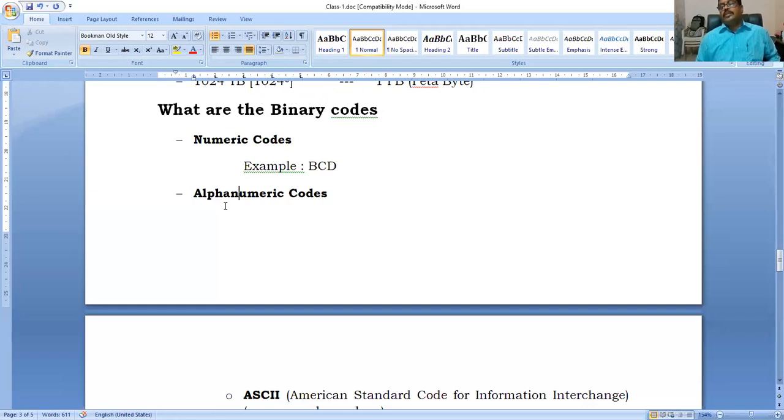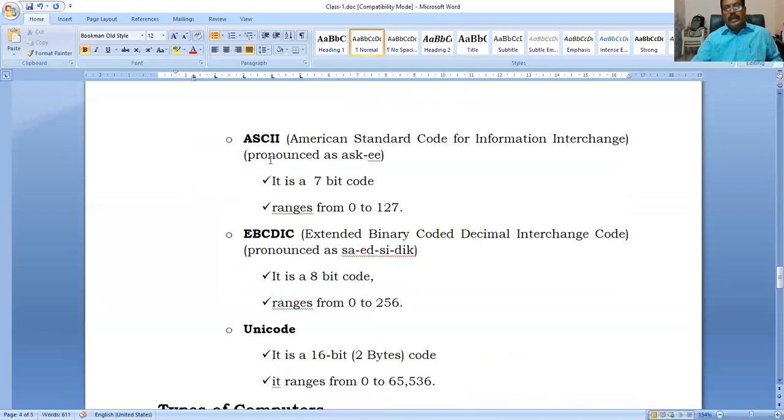Alphanumeric codes accept alphabets, which may be uppercase or lowercase, and digits, that is the numbers 0 to 9, along with some special characters. Here we follow three types of alphanumeric codes. The first one is the ASCII code.